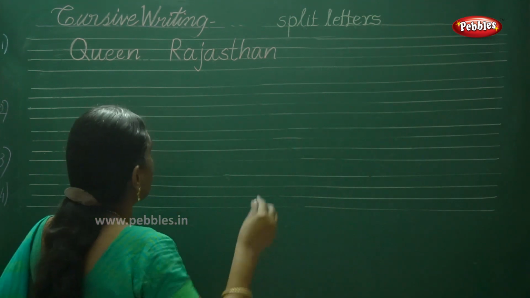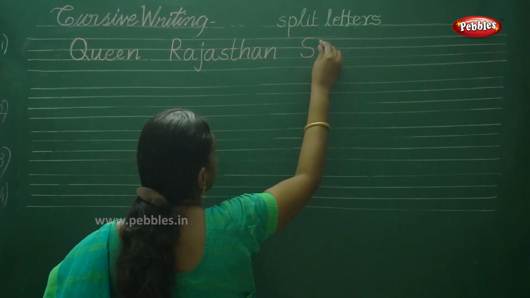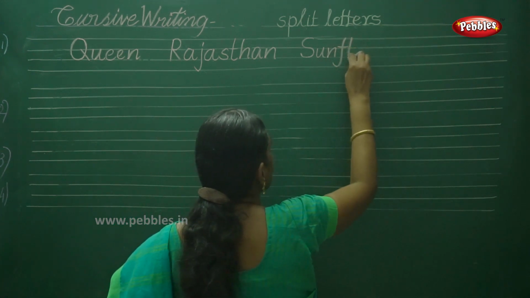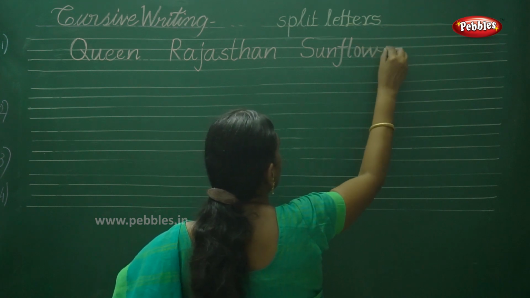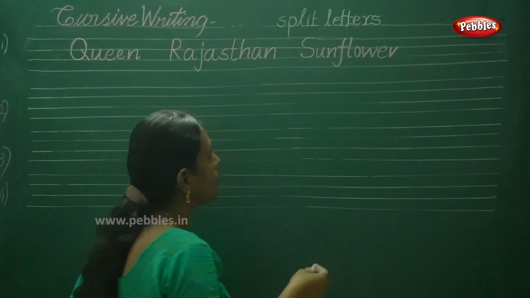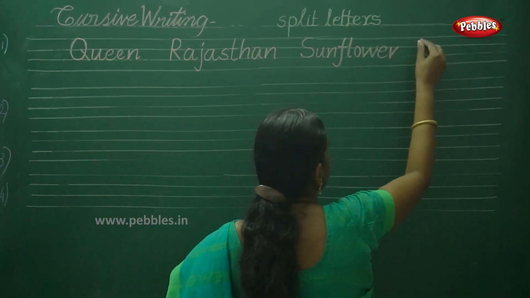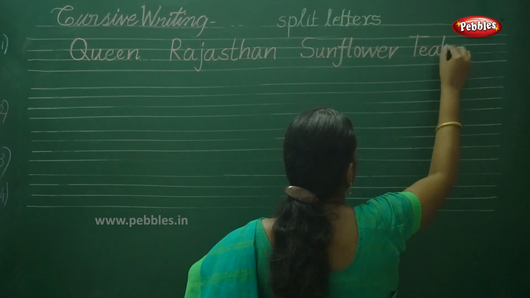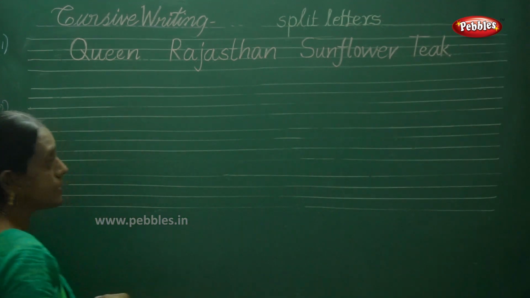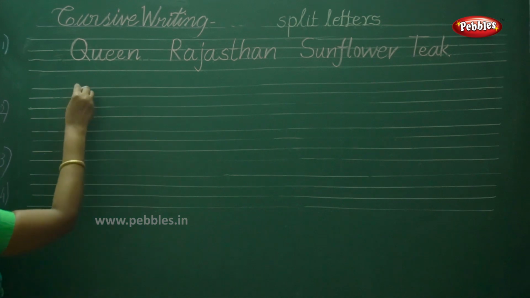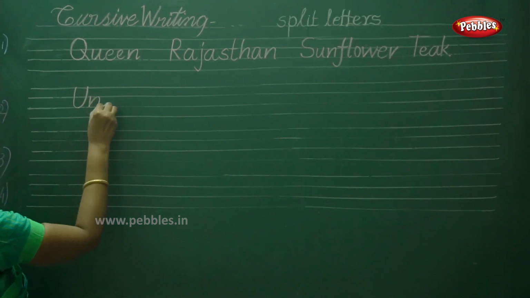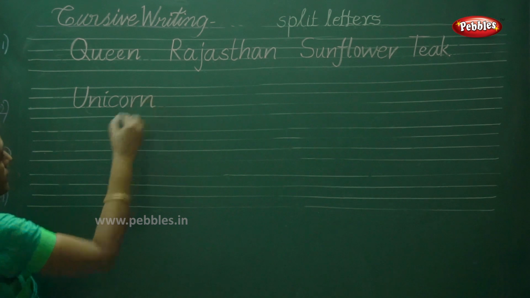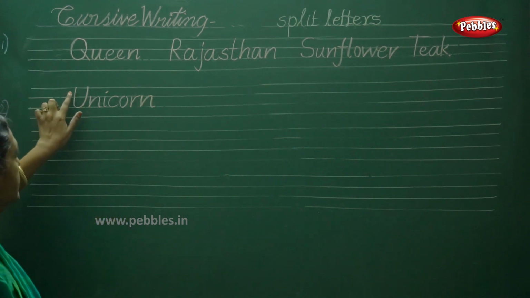Okay, then S, sunflower. Next T, teak, T-E-A-K. Okay, then U, unicorn, U-N-I-C-O-R-N. So observe here, the starting one is the capital.